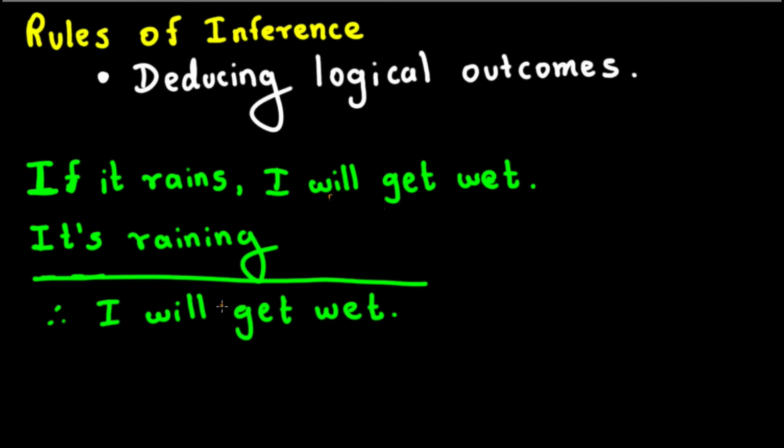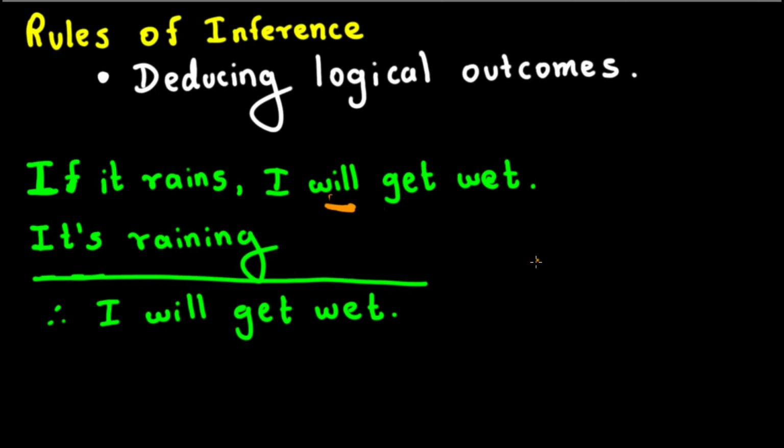In this video we are going to take a look at rules of inference. Rules of inference is basically we take a set of premises and deduce a final conclusion. Now let's look at this one. Here it says if it rains I will get wet. It is raining, so finally we will end up with I will get wet.